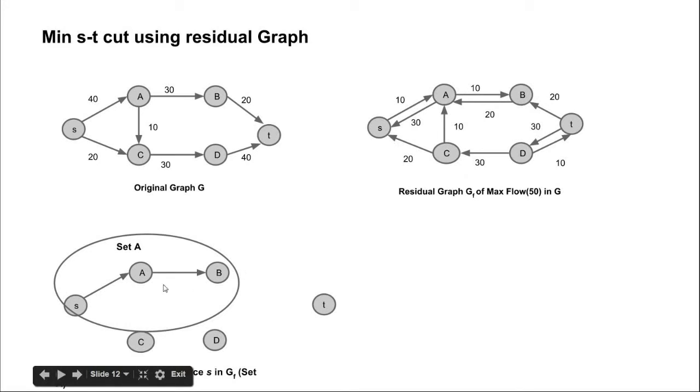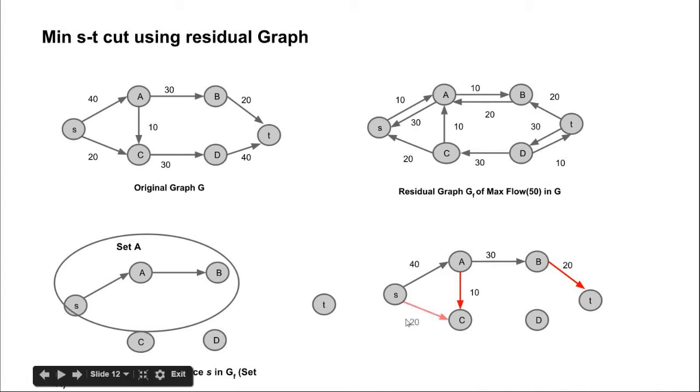According to the algorithm, we have to find edges which actually connect set A to set V minus A, but in the original graph G. This is set A. Now B to T is an edge from set A to set V minus A, which is found in the original graph G. Its capacity is 20. Similarly, there is an edge A to C. Finally, there is an edge from S to C.